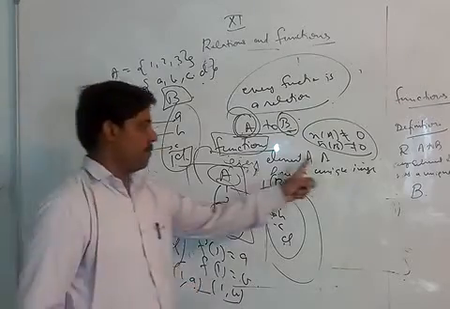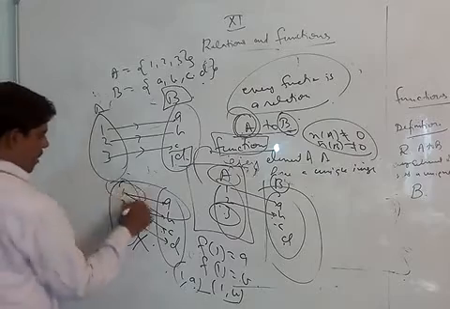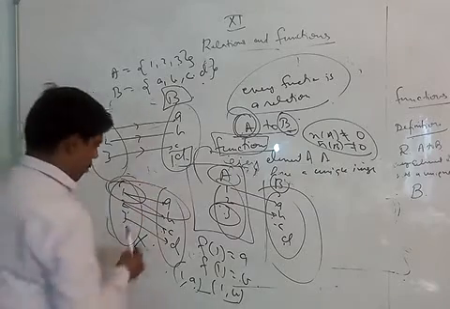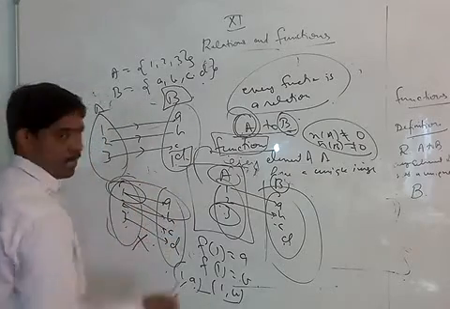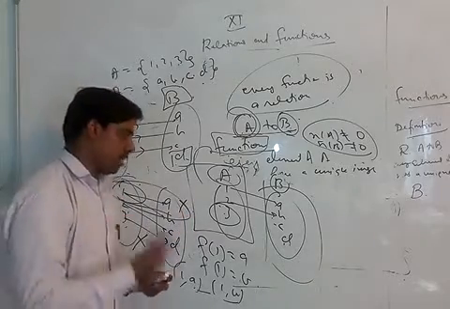1 की दो इमेज आ गई. यहाँ पे लिखा था every element of A should have a unique image. This is also not a function because 1 is not having a unique image. 1 is having two images, A and B. So this is also not a function. ये आपको ध्यान रखना है. So what is a function?